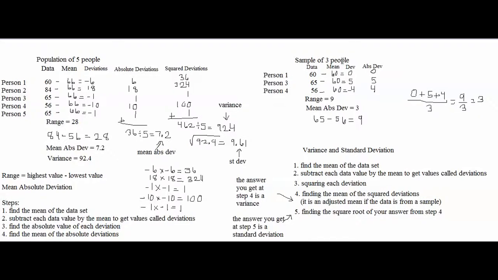Now let's try to find the variance and standard deviation of the sample. We've already done steps 1 and 2 because we already have our deviations. We can skip to step 3, which is squaring each deviation. So we need our column of squared deviations. So we'll start with 0, which is the first deviation, and square it. 0 times 0 is just 0, meaning 0 squared is 0.